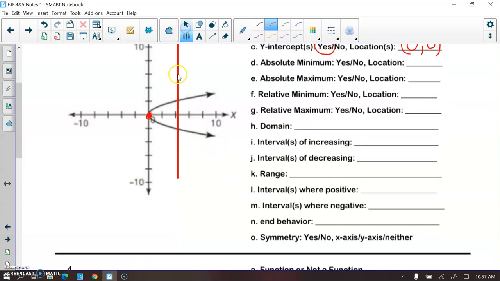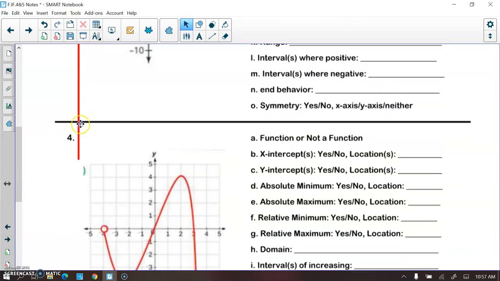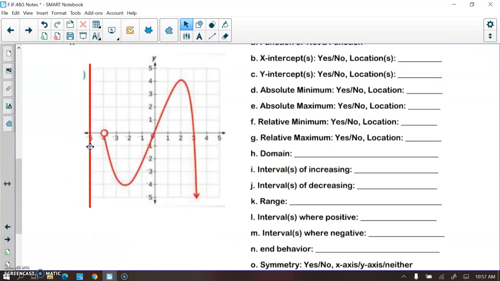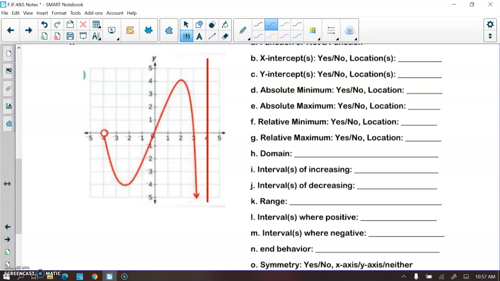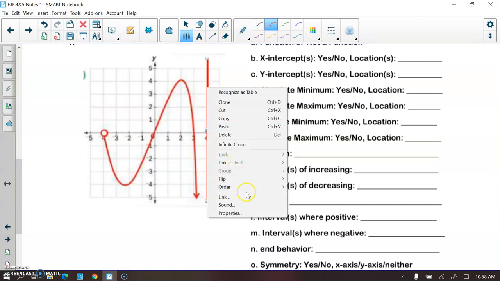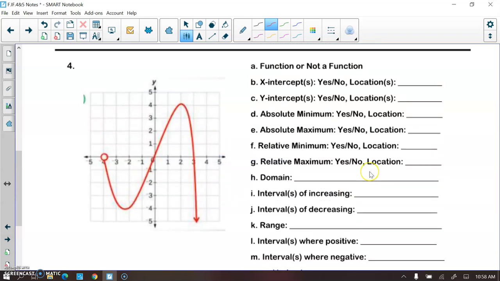All right, jumping down to our last problem, number 4. When I take my vertical line and drag it across this graph, it is not hitting 2 points at one time. Some of you guys might say, oh, right here it does, right here it does. No, it is actually very slightly increasing at this part. So it is not hitting 2 points at that point. So it is a function. Okay, so yes, it's a function.